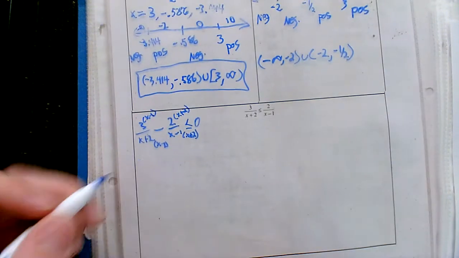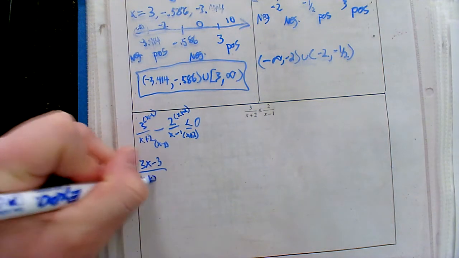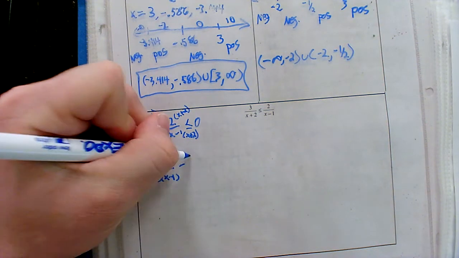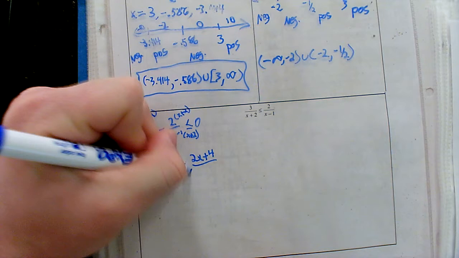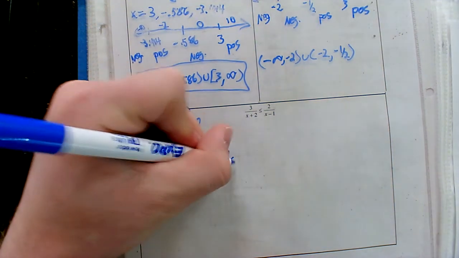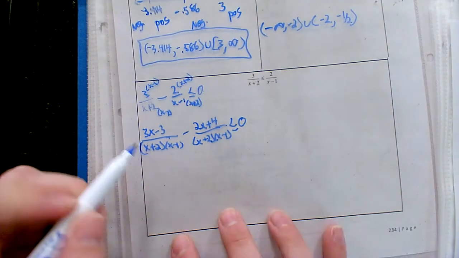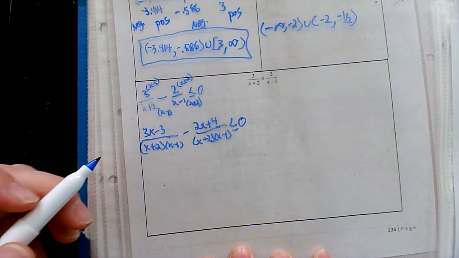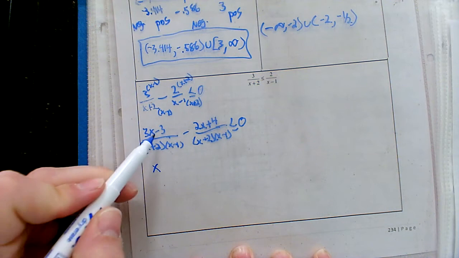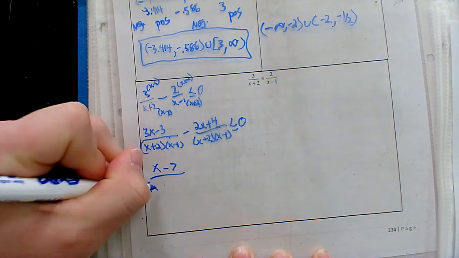So if you actually multiply those out, you would get (3x minus 3) over (x plus 2)(x minus 1), minus (2x plus 4) over (x plus 2)(x minus 1), less than or equal to 0. Now we have the common denominator, so now we can subtract. So we have the 3x minus 2x, which would just leave us with x. We have negative 3 minus 4, so that's minus 7, and they're all over the same denominator.